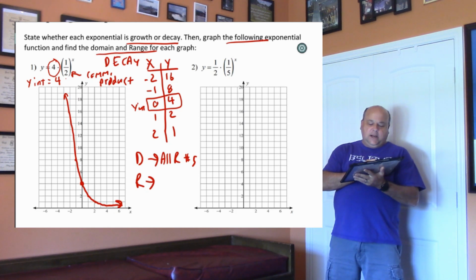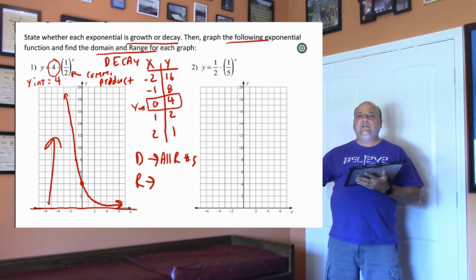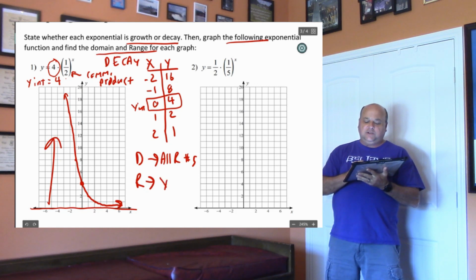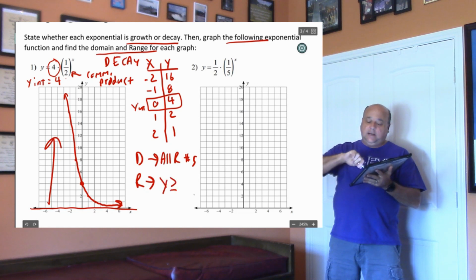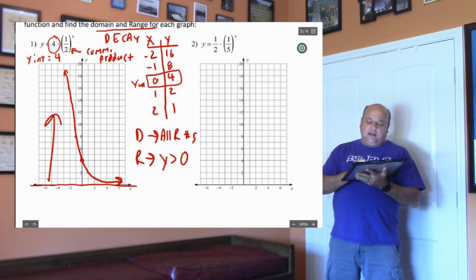Okay. The range is going to go from here up, right? It never gets to 0 though, does it? So the range is going to be y greater than, not equals, just greater than 0. And one more thing, let's write down the asymptote so you remember this.